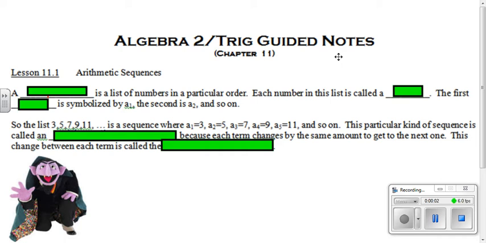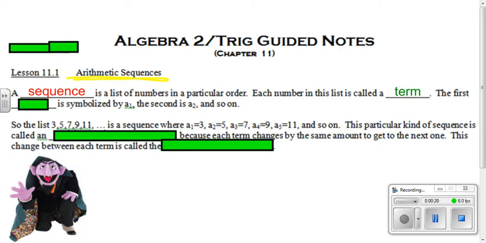Chapter 11 is all about sequences and series, and in lesson 11.1 we're specifically going to be talking about arithmetic sequences. So let's go ahead and check these out. Our notes say a sequence is a list of numbers in a particular order. Each number in this list is called a term. And then the first term would be symbolized by a sub 1, the second term is a sub 2, and so on.